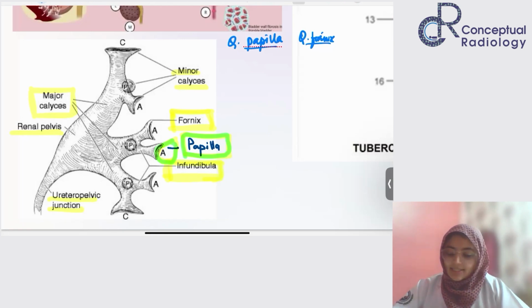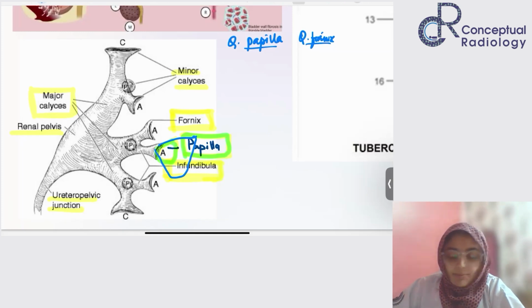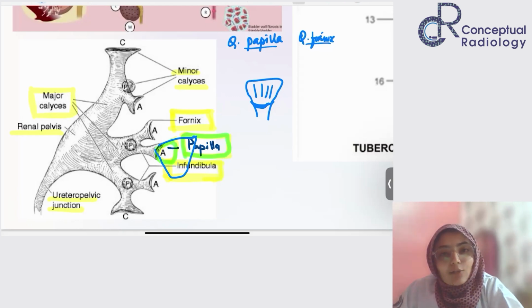that is the minor calyx. Okay, so this is how you have to imagine this. The minor calyces are just related to the medullary pyramids. So this is the minor calyx and these are related to the medullary pyramids. This is my medullary pyramid. This tip region of the medullary pyramid is the papilla, which is in contact with the minor calyx.